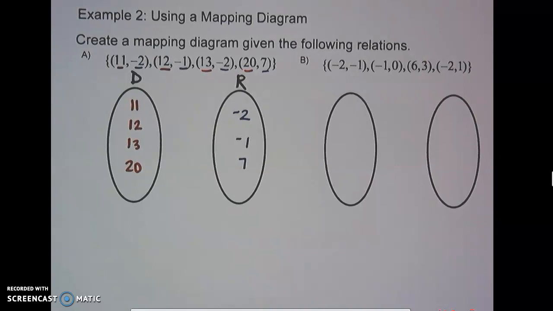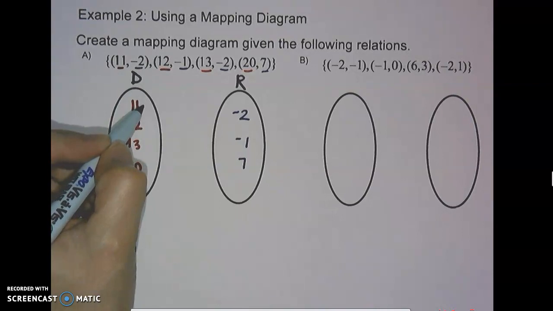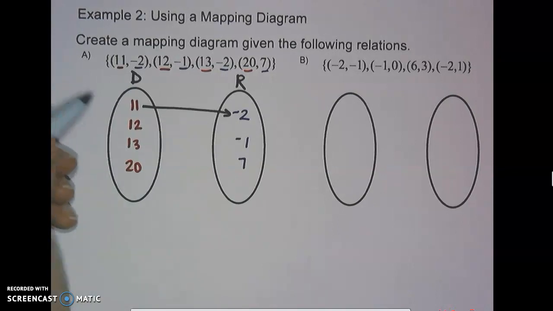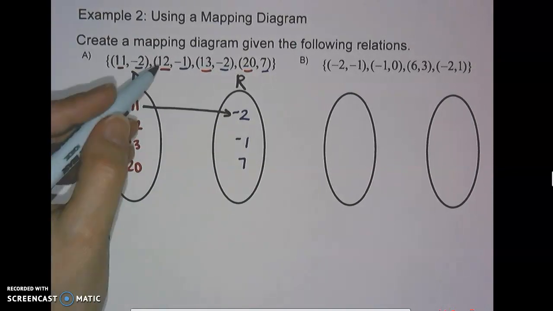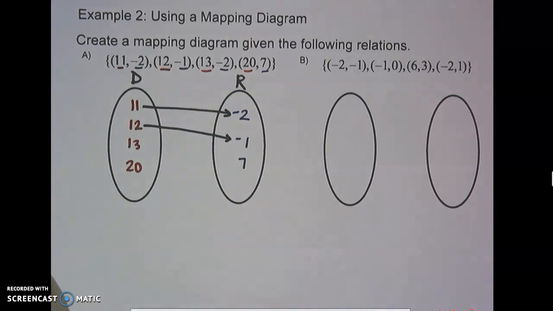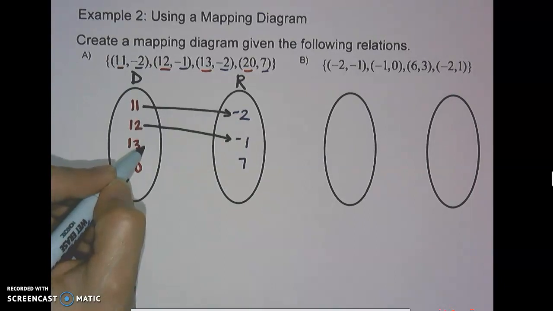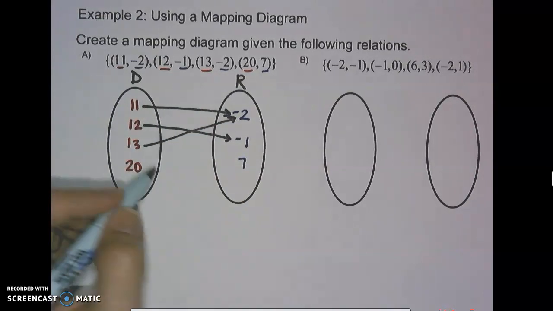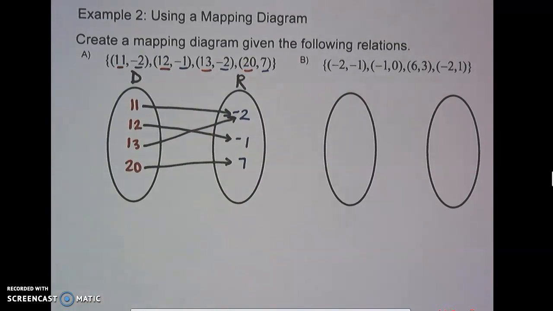The mapping diagram comes from, you're going to show where each domain value is mapped to in the range. So since we have the point 11, -2, we're going to draw an arrow from 11 to -2 because we started with this domain value of 11 and we ended with the range value of -2. Going to the next point, we have 12, -1. So we draw an arrow mapping 12 to -1. We're going to map 13 to -2, since that's the y coordinate. And 20 is going to get mapped to 7. So this is what a mapping diagram looks like for a relation.